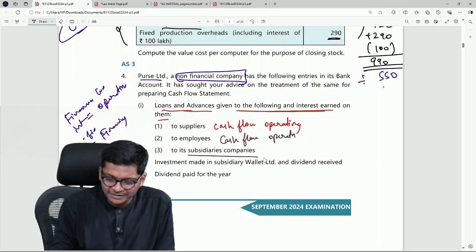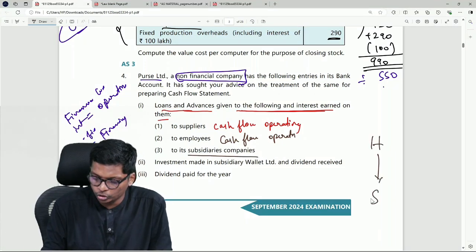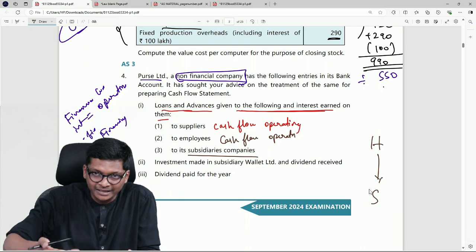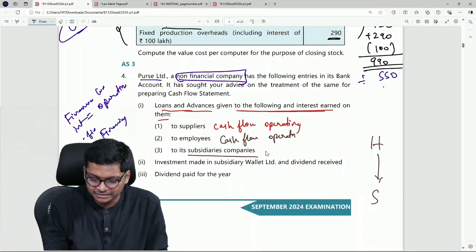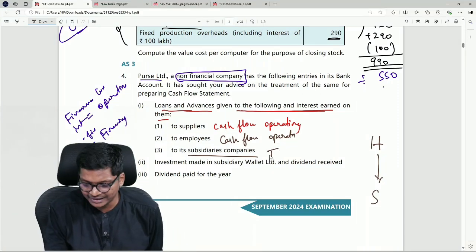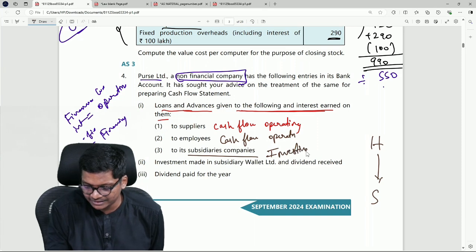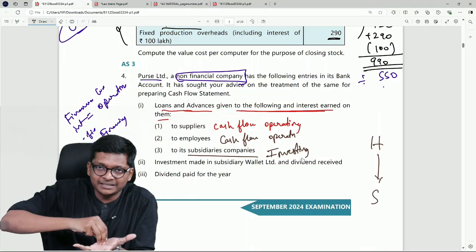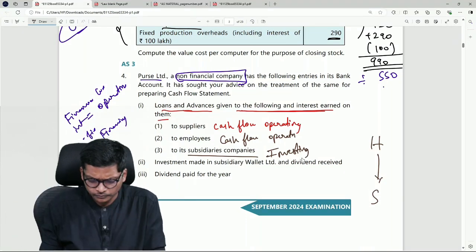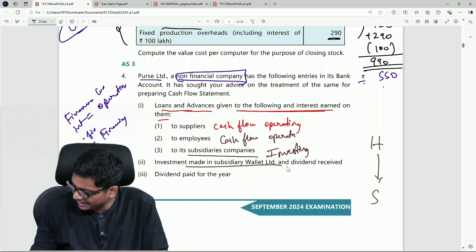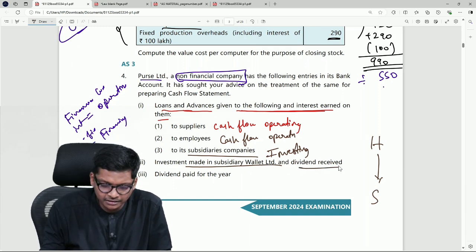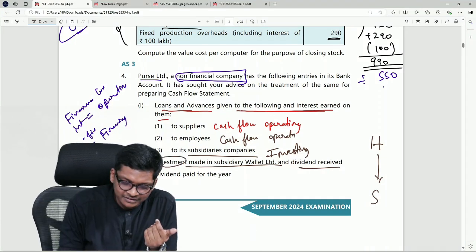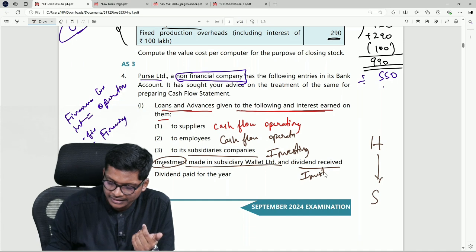To its subsidiary companies means holding giving loan to subsidiary. Already holding is investing in subsidiary. If you give some more money to another corporate and earn interest, this will be on what basis, guys? Investing basis, because you are giving money as a loan. Here it is an investment in subsidiary and getting interest. Investment made in subsidiary and receiving dividend. If you invest in subsidiary, the question itself gives the answer. This also is an investing activity.